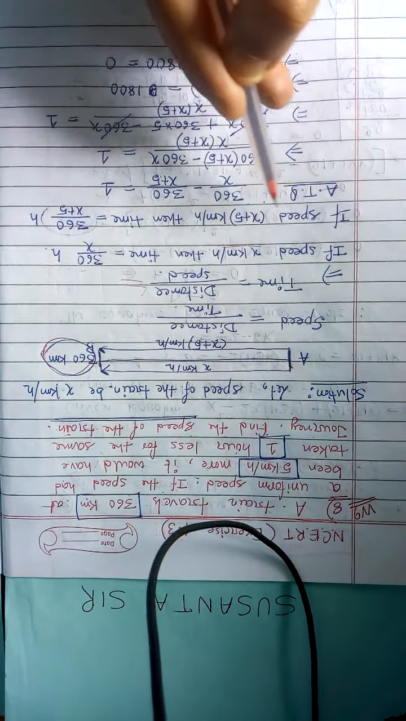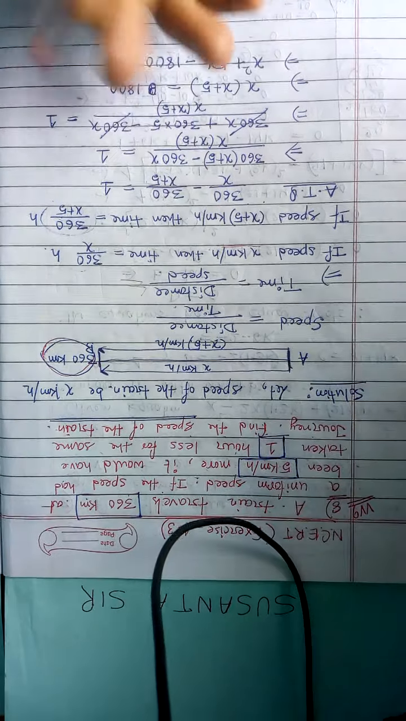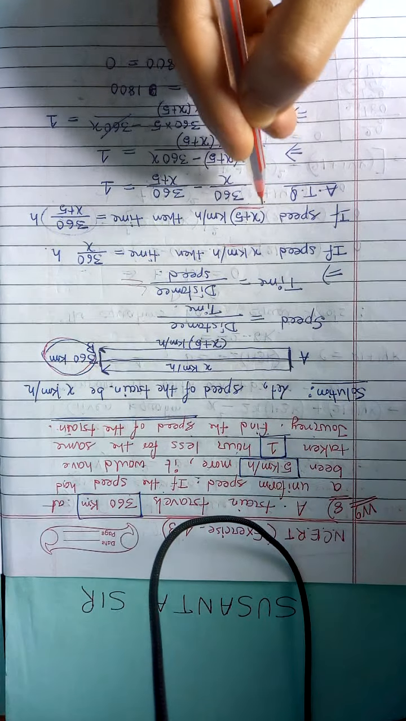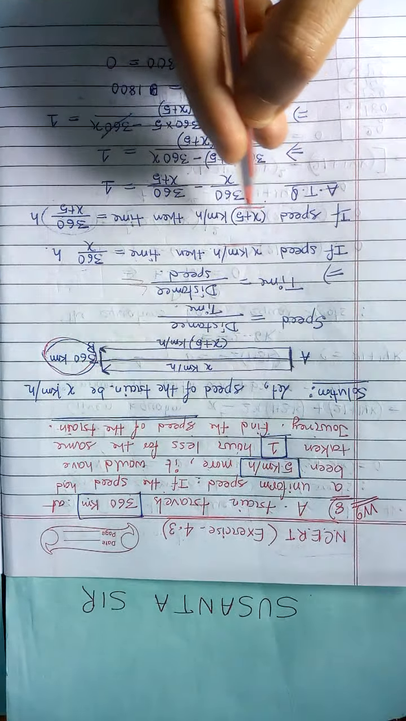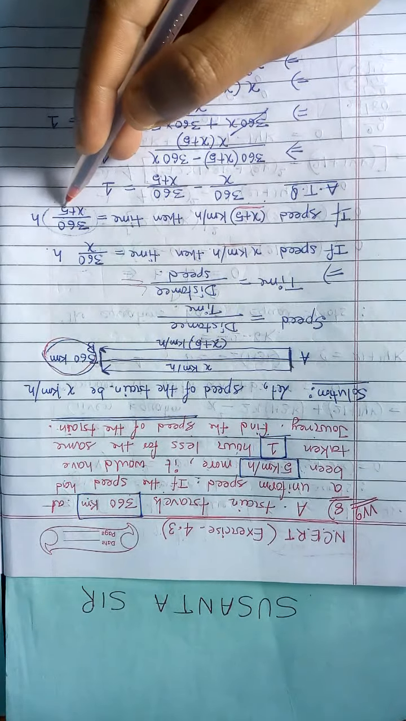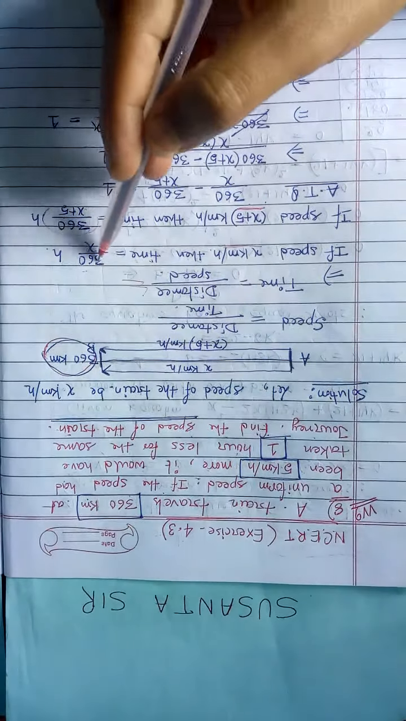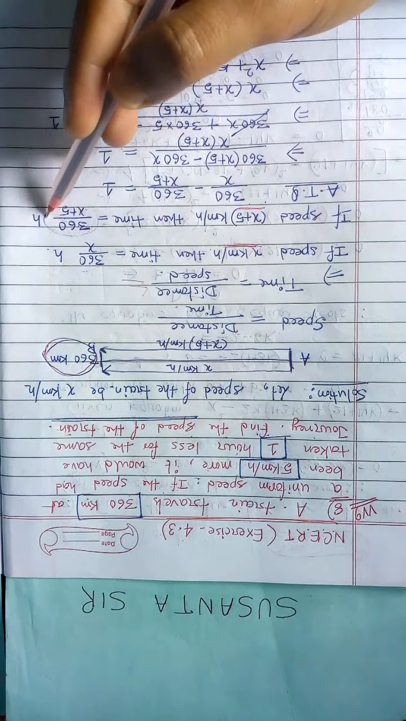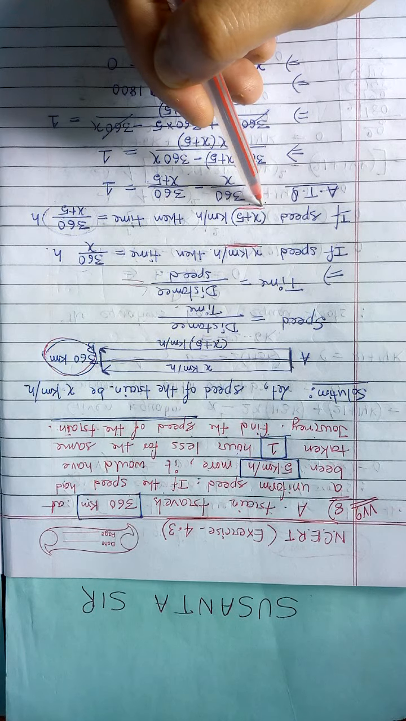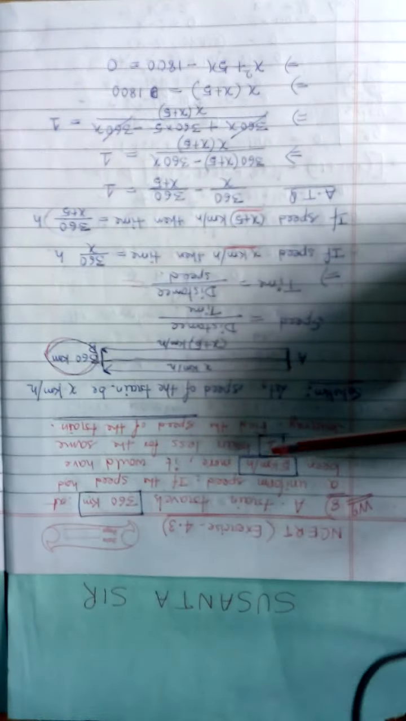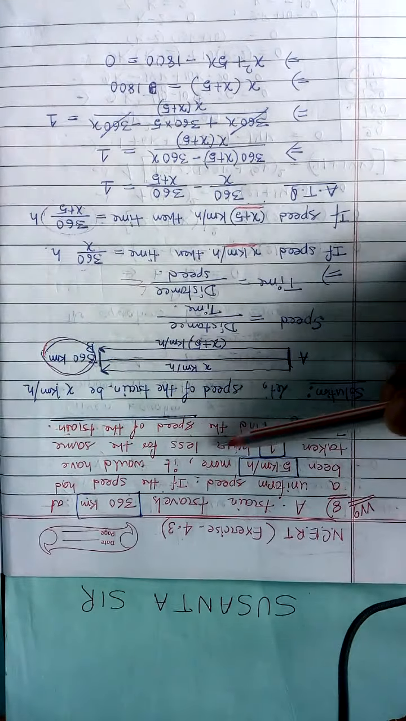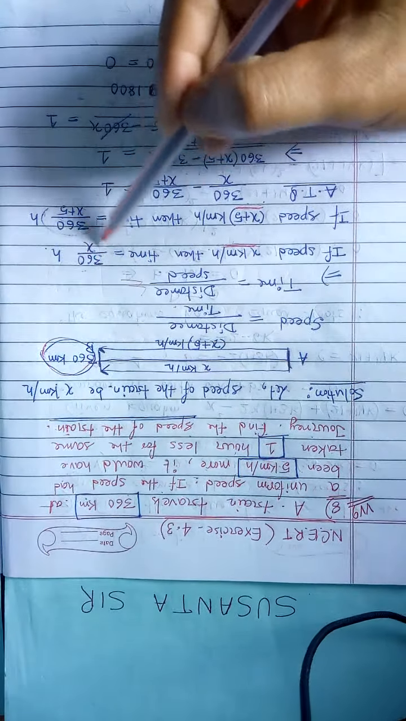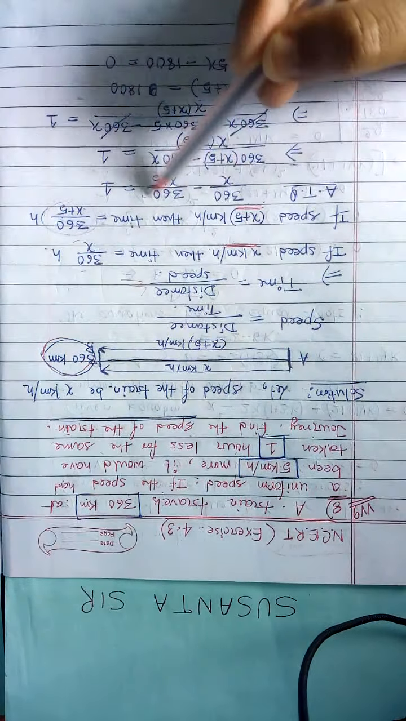That means if the speed is x km per hour, the time is 360 by x, by the formula. And if the speed is x plus 5 km per hour, that means after increasing the speed by 5 km per hour, the time taken is 360 by x plus 5. That is the time taken the first time with x km per hour speed, and this is the time taken with x plus 5 km per hour speed. And in the question it is said it would have taken 1 hour less time. If speed is more, then it takes 1 hour less time. That means this time minus this time is 1 hour.